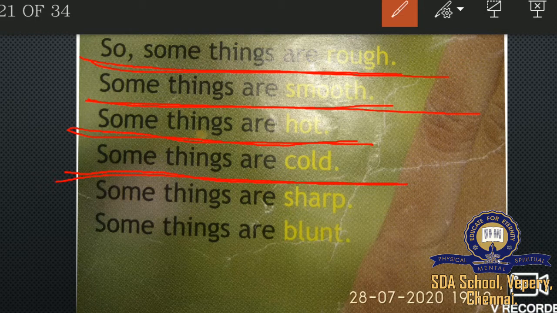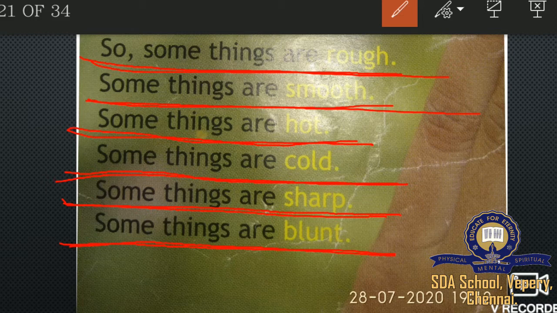Is it clear? Am I fast? Can you get it? Okay, we'll read the fifth line now. Some things are sharp. Some things are blunt. What is here? Some things are sharp. Some things are blunt.